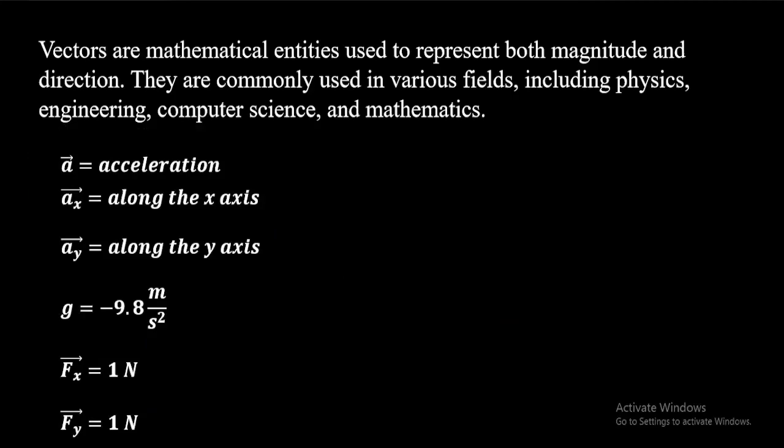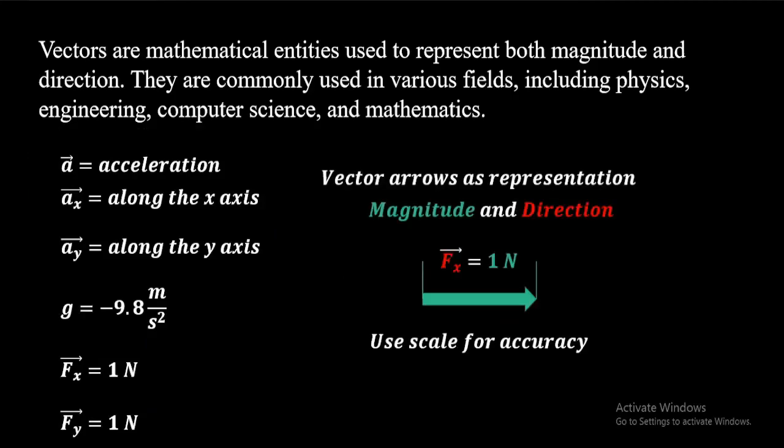Vector arrows are used to represent vectors. You can use a scale to accurately represent the magnitude. The direction of the arrow signifies the direction of the vector.